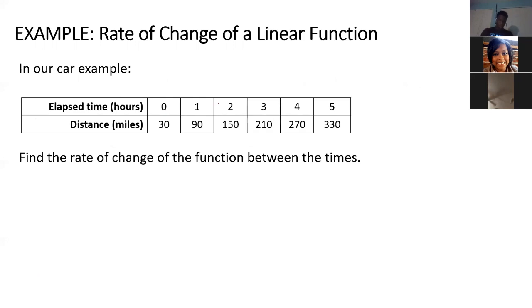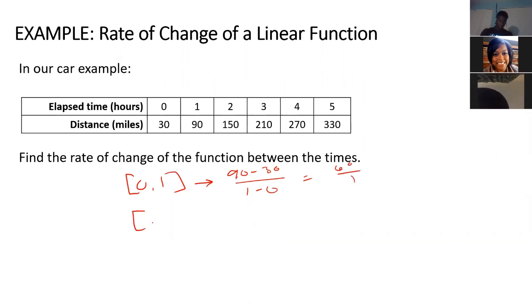So here, if I was asking you to find the rate of change of the function between the times, so I'm asking you to calculate the rate of change between 0 and 1, 1 and 2, 2 and 3. So if we were to calculate the rate of change from 0 to 1, all I'm doing is saying, where did I start? So this would lead me to 90 minus 30 over 1 minus 0. That gives me 60 over 1. All right, so then I'm going to check it from 1 to 2. We're looking to see, is it a constant rate of change?